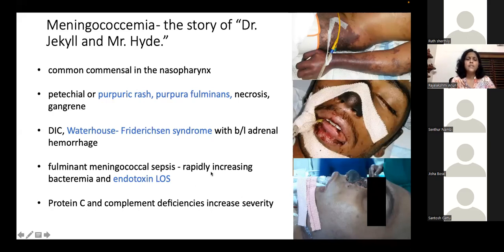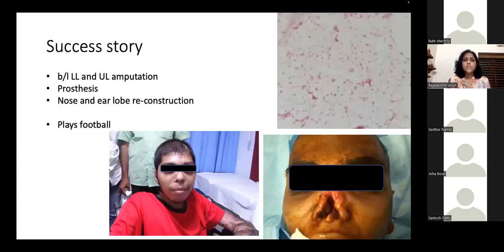And this is due to rapidly increasing bacteremia, and the endotoxin associated with this is called LOS. In such cases, protein C and complement deficiency may also be present, and such patients tend to have very severe disease. But this patient was lucky. It was a confirmed case of meningococcemia, and he underwent aggressive therapy, but he ended up losing his limbs, which were later replaced with prostheses. The nose was reconstructed, and now he plays football.